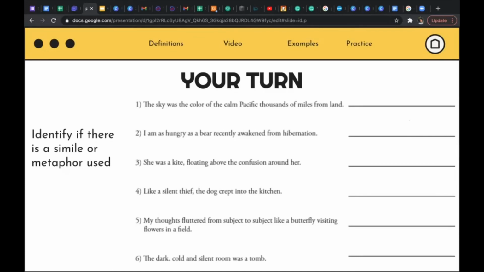Okay, so for practice, now it's your turn. So I have put six sentences listed, as you can see on the slide. And I want you guys to try and identify if there is a simile or metaphor used in each sentence. If you can do that, that's great. If you need to rewatch this video and figure out how to identify the sentences, then you can do that. And you can also try and write your own metaphors and similes at home. You can pick two items or anything and try to compare them to something else. You can use like or as to create a simile, or try to compare two things without using that to create a metaphor.